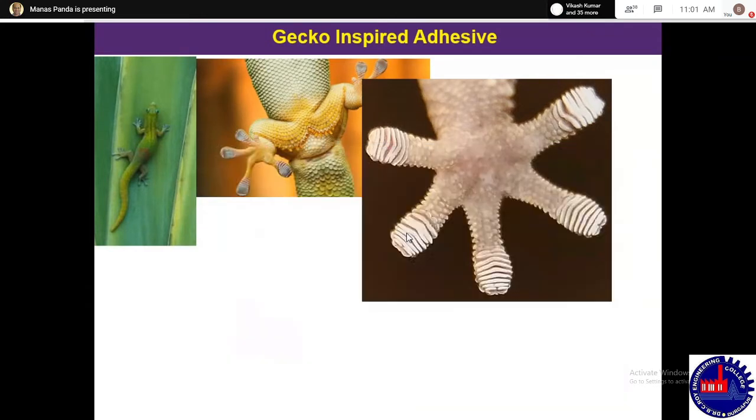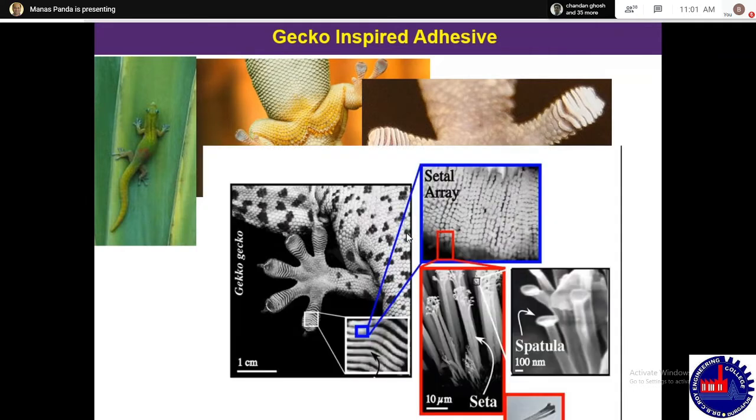Now that was a long story, and I am not going to tell everything. But what has been discovered very recently, after scanning electron microscopy was developed, is that their leg is made of a different kind of setae array. Setae are very small hooks, which end in spatulae, and they can engage themselves in van der Waals interaction. Now van der Waals interaction is a very weak interaction. Everybody probably knows, those who are master's students or undergraduate students, probably they have read what van der Waals interaction is.